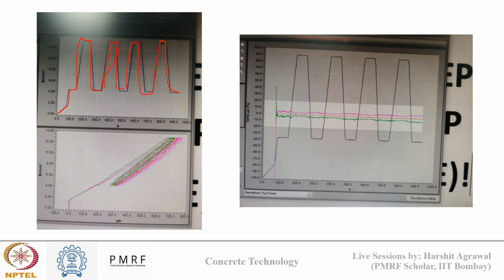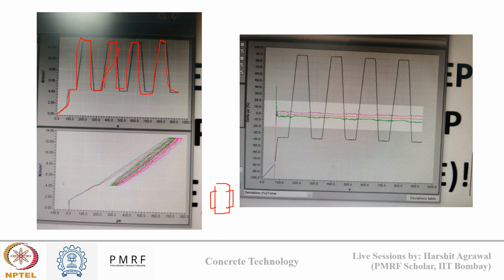So here there are three colors if you can see. There is green color, there is pink color, and there is a red color line. So green and pink are the two extensometers that I have fixed on the opposite faces of the cylinder. So suppose this is my cylinder. One extensometer I will fix here and one extensometer I will fix here. So these green and pink represent the data that has been collected by the two extensometers, and red represents the average strain value of the two.